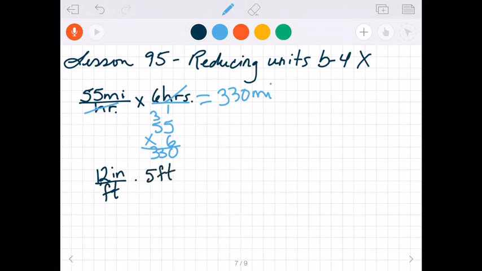Okay, there's no per there, so let's just put a 1 under it. We can cross cancel our feet. And now we're just left with inches. So 5 times 12 is 60. That's probably a multiplication fact you know. 60 inches. Okay, so what we just did was we took a measurement that was in feet and we changed it to inches.